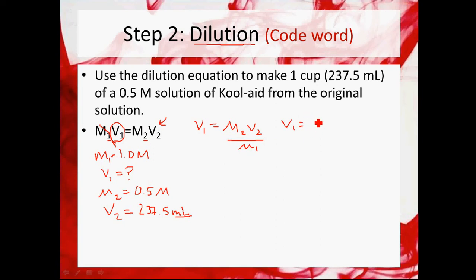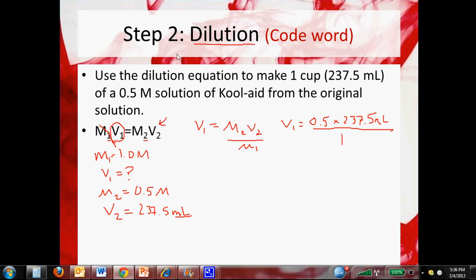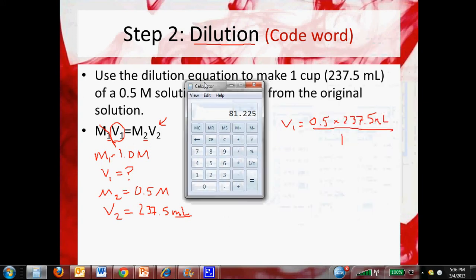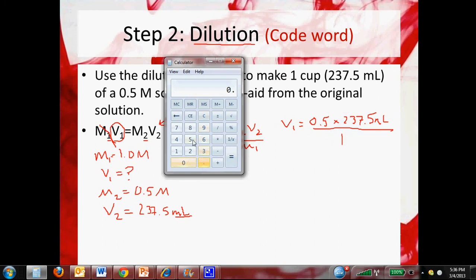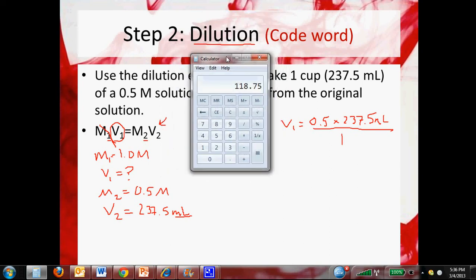So now we can plug in our numbers. We know what each number is. This is going to be 0.5 times 237.5 milliliters divided by 1. So we don't even have to divide it by anything, because if we divide anything by 1, it's just going to be that number. So all we really need to do is say 0.5 times 237.5. Sorry, did I say divided by? I meant multiply, times 237.5 equal to 118.75.